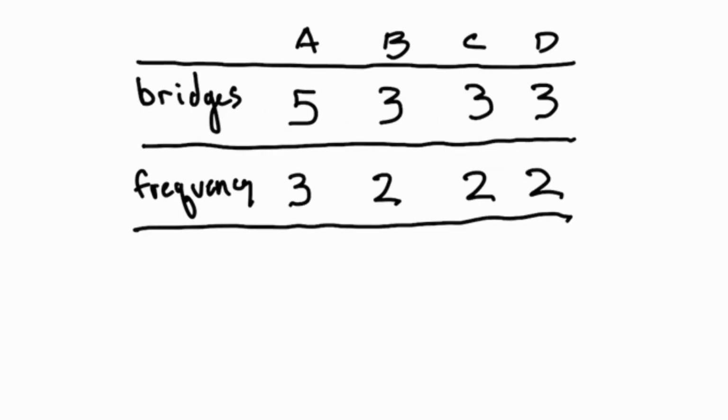Now, what does this tell us about the length of any path that contains each of these bridges exactly once? Well, the length would have to have 3 A's plus 2 B's plus 2 C's plus 2 D's, which is 9.